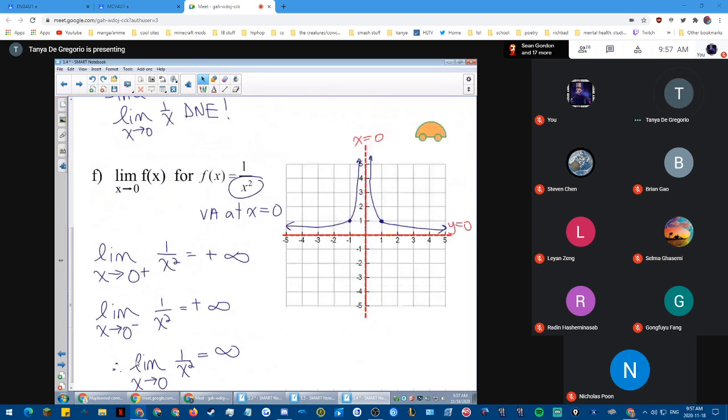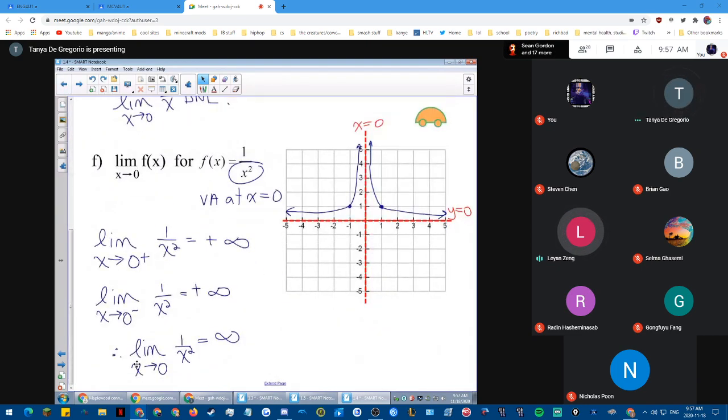Okay, what's your question? So for the result, are we just going to write limit x close to 0 of 1 over x squared equal positive infinity? Yes. Yes, that's all you need to write. Limit as x approaches 0 from the right is positive infinity. Okay, and the limit as x approaches 0 from the left of 1 over x squared is positive infinity. Okay. Yeah. Yes. Yeah, no problem.